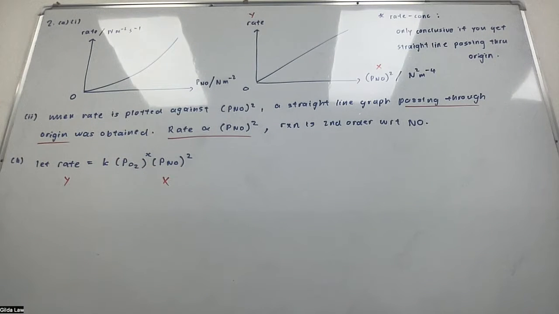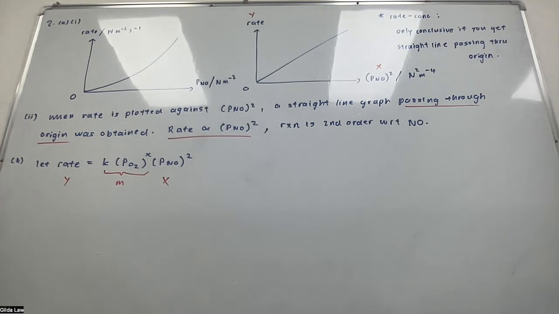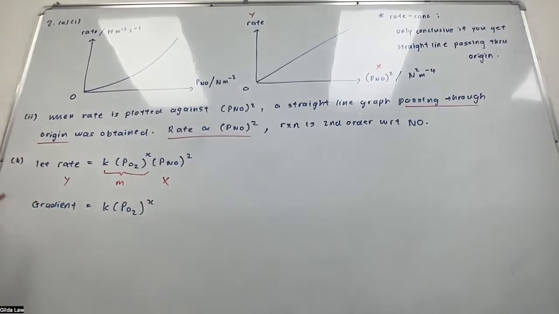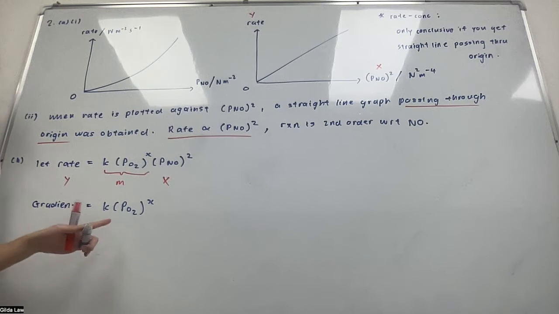So can someone tell me what is your m? Basically this entire chunk over here. This is your m, and m represents the gradient. So I want you to write down that the gradient of this graph is basically just k and partial pressure of O2 to the power of some order. We do not know what that order is. So let's confirm a few things. When you halve the concentration of O2, does the rate constant change? No. Rate constant is only affected by what? Temperature and activation energy. Yes, good.